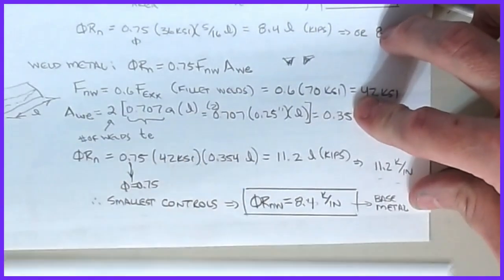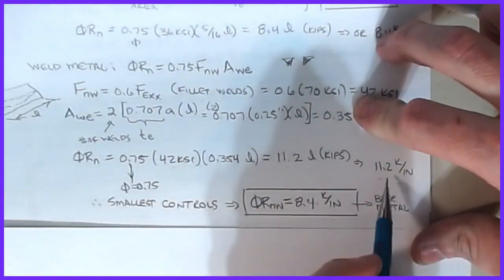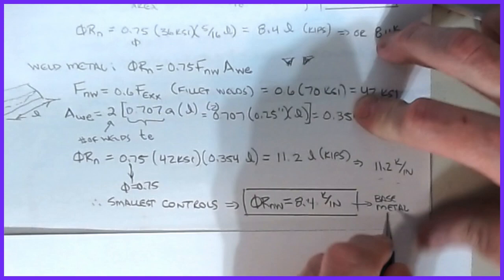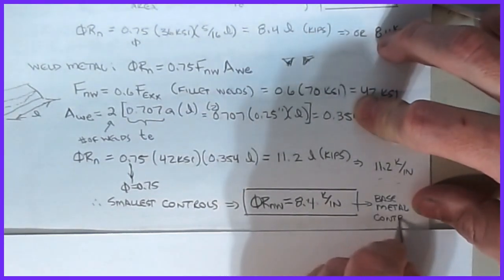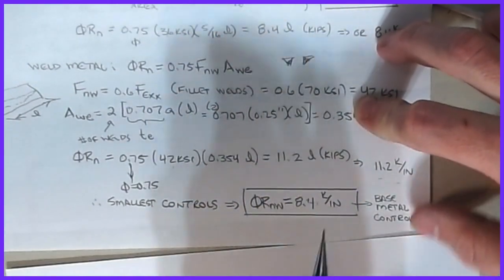And again, I apologize for the page drifting down, so let's try that again. So here's the 11.2, smallest controls, and so forth. So base metal controls here. All right, and so that would be my capacity.